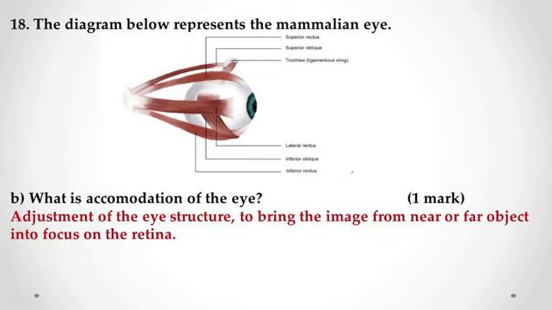Question B, what is accommodation of the eye? Accommodation of the eye is the adjustment of the eye structure to bring the image from a near or far object into focus on the retina.